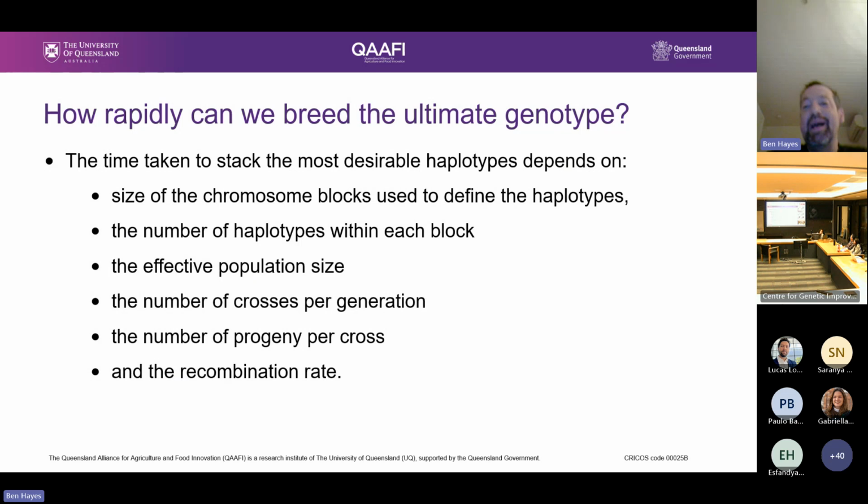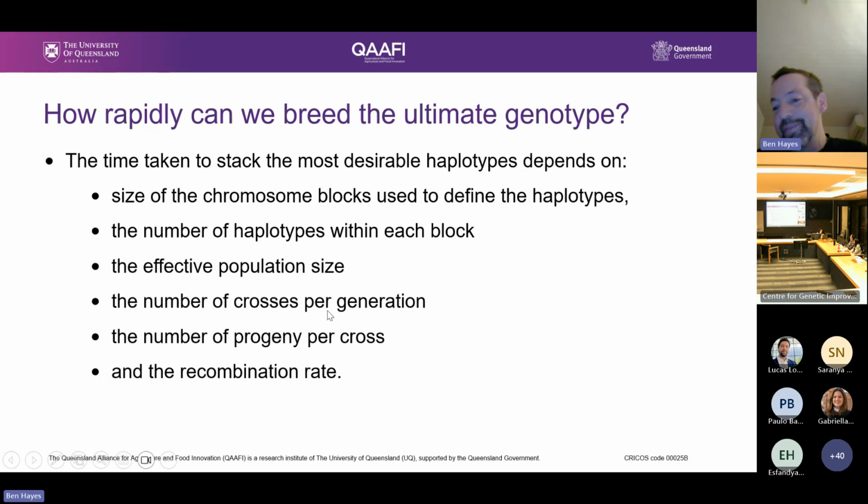So how rapidly can we breed the ultimate genotype? If you think about the task of stacking all those haplotypes, all those chromosome segments, it's really going to depend on how much recombination you can get to stack up the desirable haplotypes into one individual. So it depends on the size of the chromosome blocks used to define your haplotypes, the number of haplotypes you've got within each block, which in turn depends on your effective population size, your genetic diversity, the number of crosses you can make per generation.